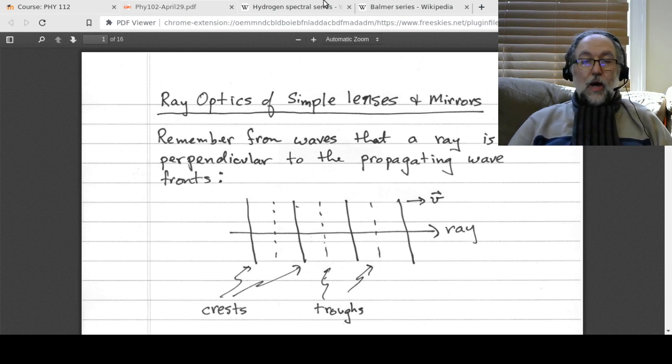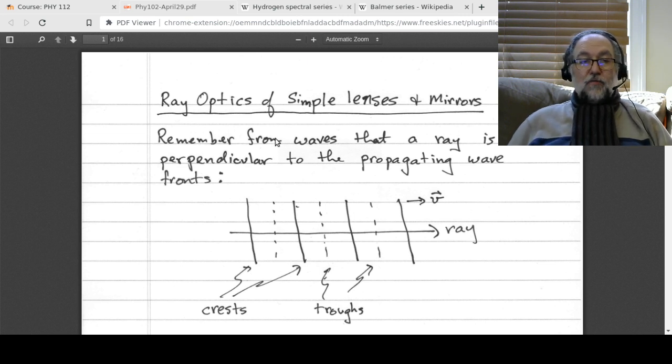Okay, ray optics, however, is sort of a subset of all of optics, and it's just basically looking at optics which can be reduced to just the tracing out of the rays that a wave etches out as it propagates. Okay, so let me begin by reminding you what a wave is and what rays are for a wave.